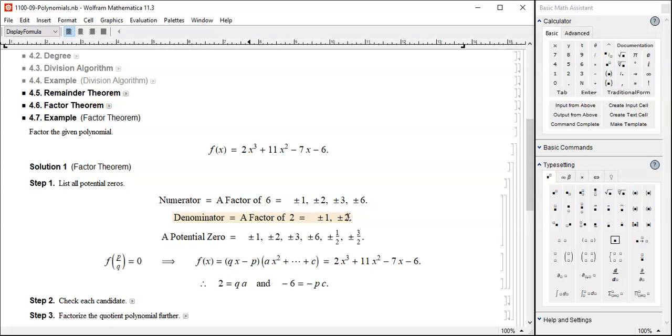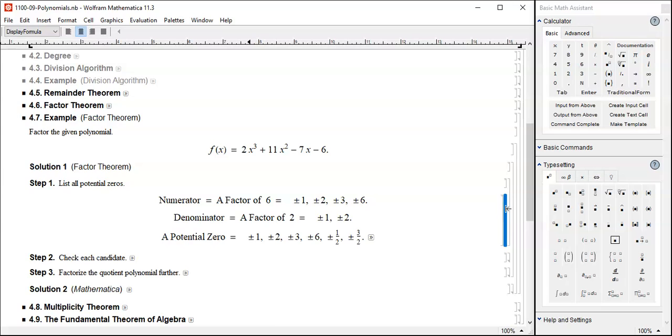Now, how do you get the constant? This is minus p times c. This constant and that constant, so that is equal to -6. So the conclusion: this p must be a factor of the constant term. And that's why we have the first line. So this over that, and we have these potential zeros here.